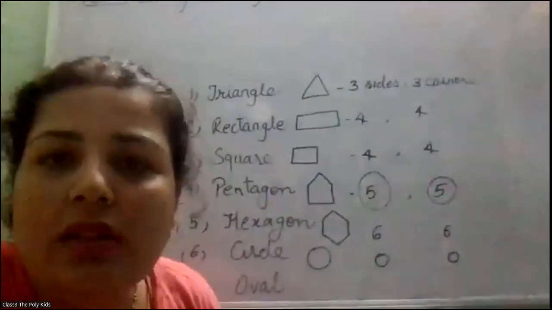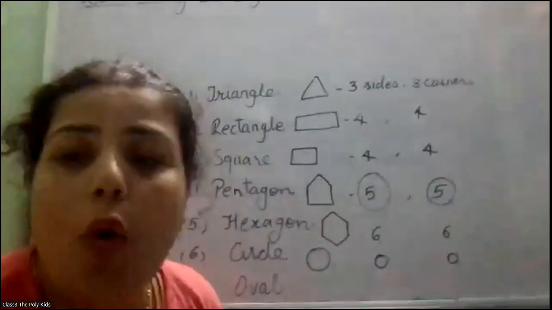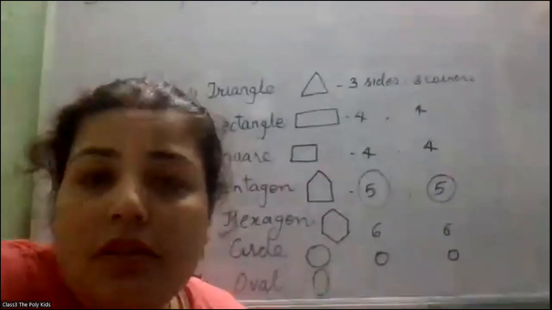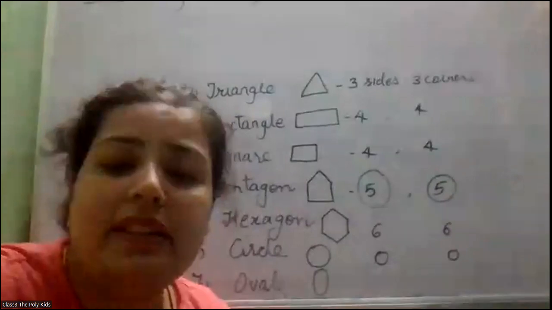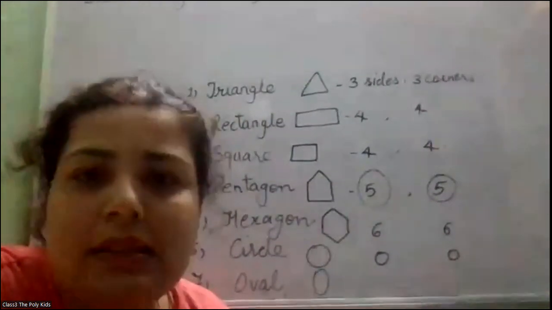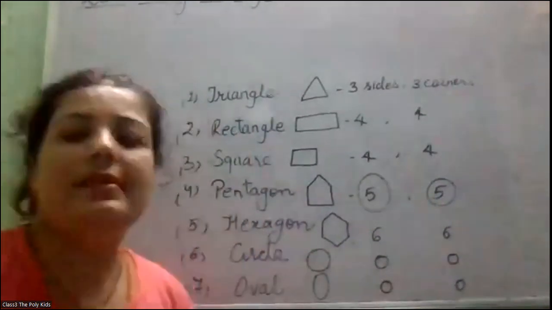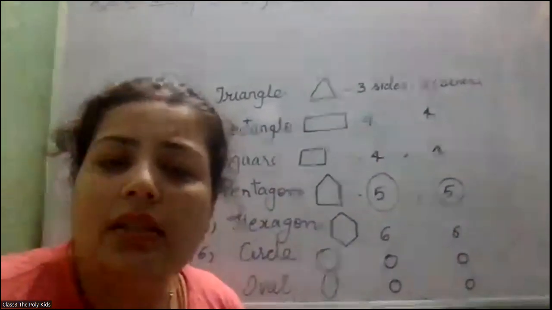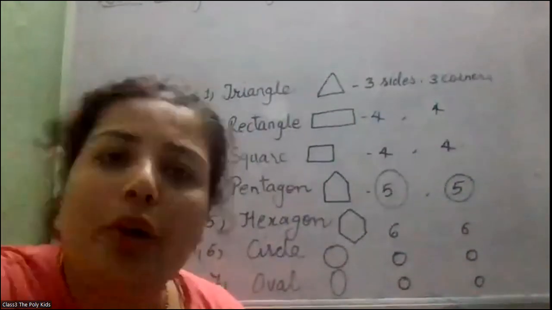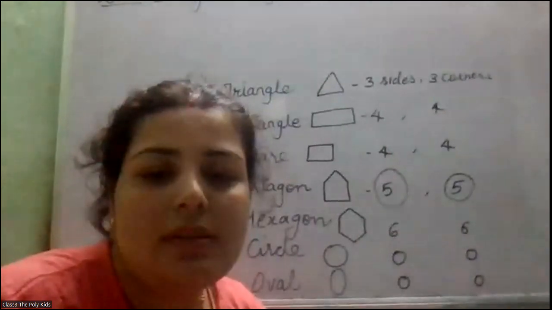Yes, ma'am. Okay, now we will talk about the oval. What is an oval? Oval shape. Does it have sides or corners? No sides and no corners. The oval also has no sides and no corners. Very good. So it has 0 sides and 0 corners. Got the point? Are all 2D shapes clear to you? Yes, ma'am. Now I want to show you a screen.